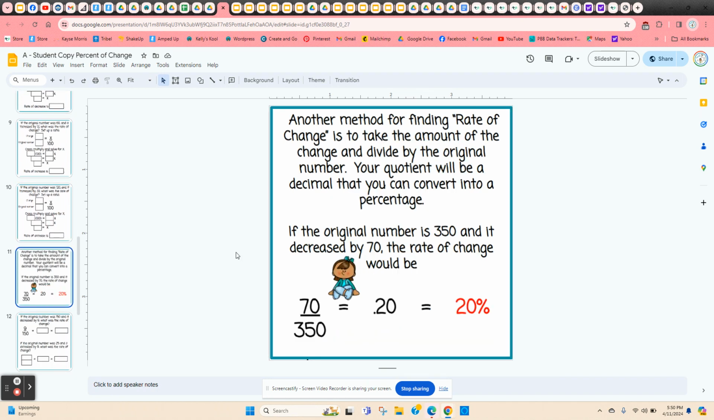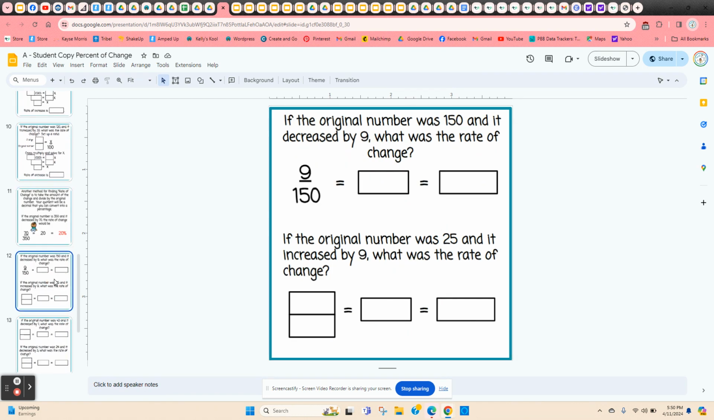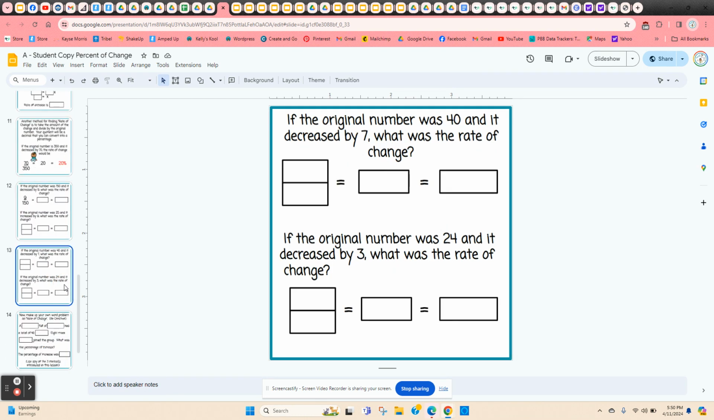And then the final method is just to use a single ratio of the change over the original number. If they do that division, they're going to get a decimal answer. Then they change that decimal to a percentage. So they've got a couple they're going to practice those with.